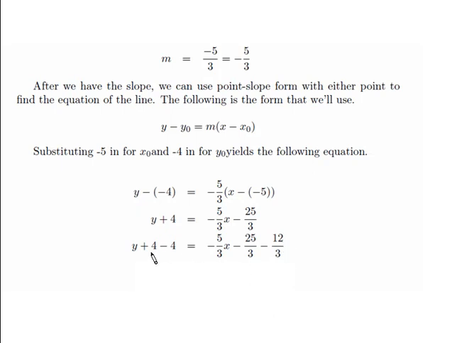Then I did the same thing on both sides; I just wrote it a little differently. This is going to go away, so I'll have y by itself like I want. Then I can combine these because they have the same denominator, so that's going to be -25 minus 12 thirds, which is -37 thirds. So this right here is going to be my final answer for the equation through these 2 points.